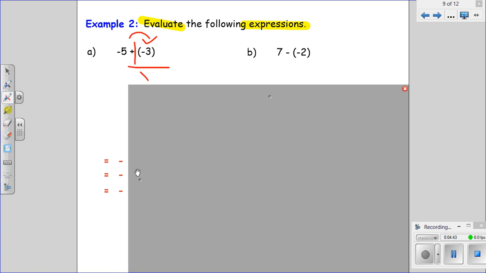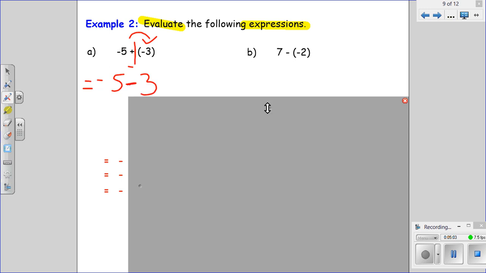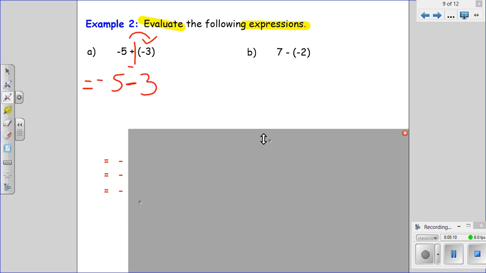So I end up with -5 subtract 3. Oops, that didn't work out very nicely. Ends up being -5 take away 3. Well, and don't forget the equal signs. I have two integers with the same sign, don't I? They're being combined. So I just add them up and I keep the sign.